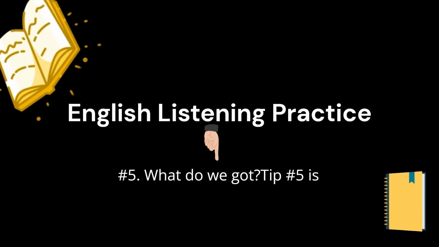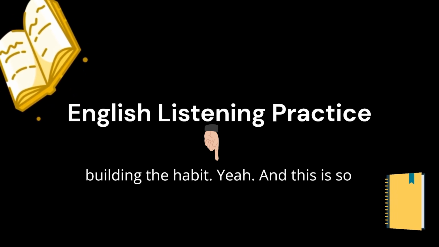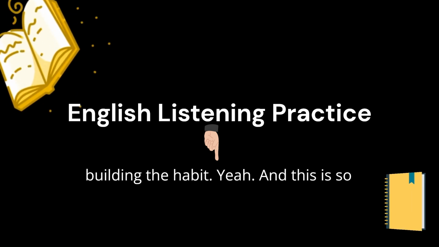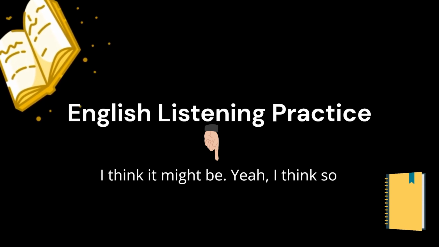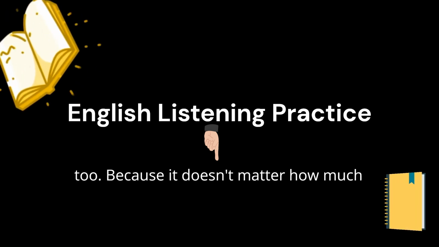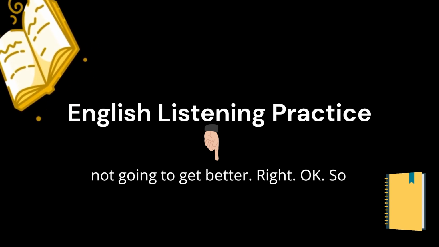Okay, tip number 5, what do we got? Tip number 5 is practicing consistently. So we're getting into the habit now. Yeah, we're building the habit. And this is so important. Is this the most important tip? I think it might be. Yeah, I think so too. Because it doesn't matter how much you know. If you don't practice, you're not going to get better.